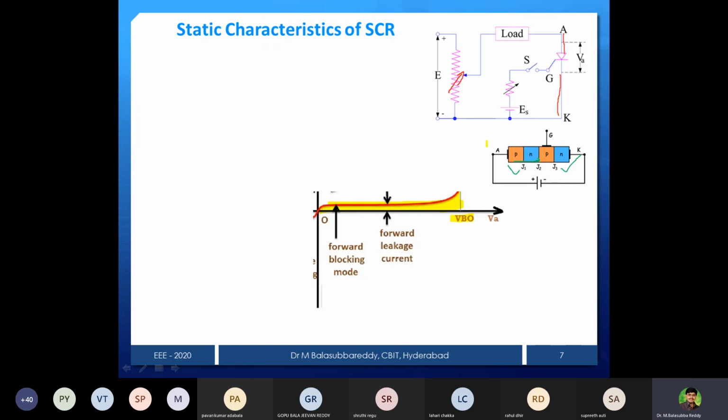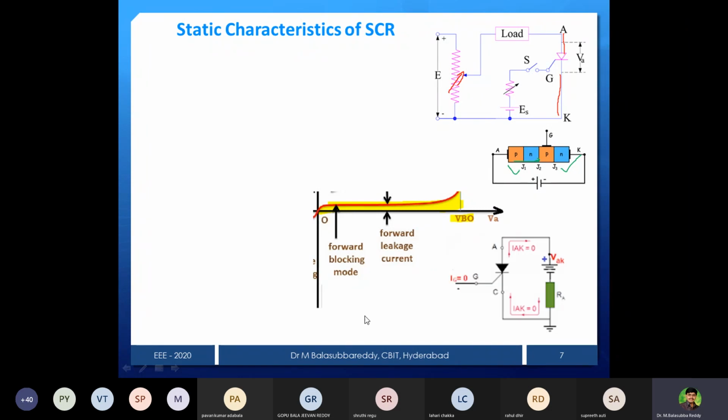So what we do is, the anode is positive with respect to the cathode, J1 and J3 are forward biased, J2 is reverse biased, and we are gradually increasing the voltage across anode to cathode. The leakage current gradually rises, but this leakage current is insufficient to break the junction J2. That state I call the forward blocking mode of operation. That's all for the first subheading.